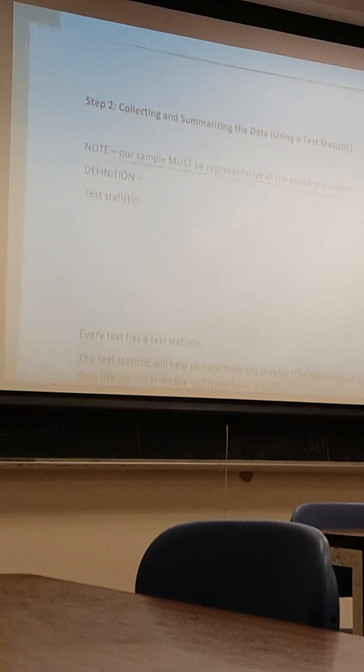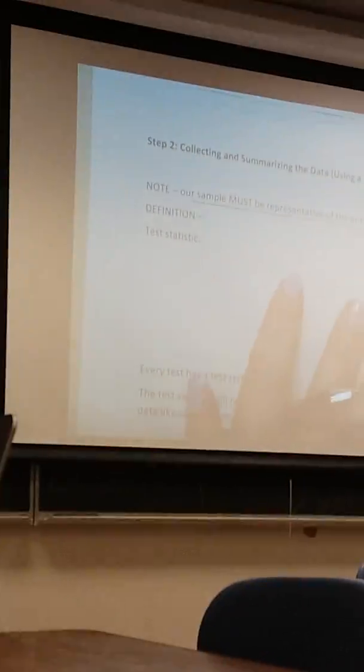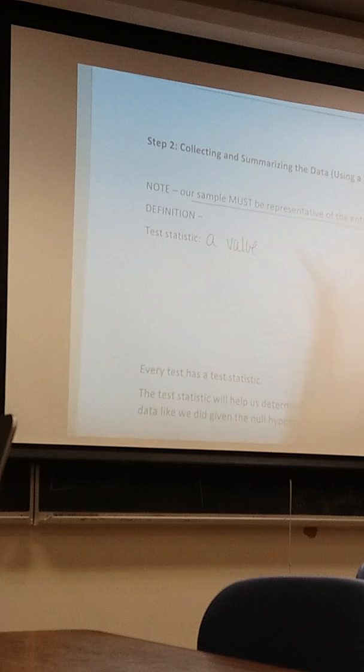But in step two, what we are going to be doing is taking the data from the sample. Again, someone else collected it. We don't have time to go out and get some data. Someone else took this data from a sample, and we are going to use a formula to get this thing called a test statistic. And what a test statistic is, let me write down this definition. It's a number, a value that we calculate from the sample data.